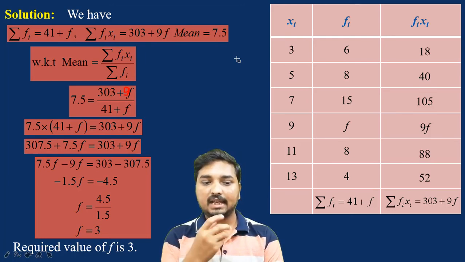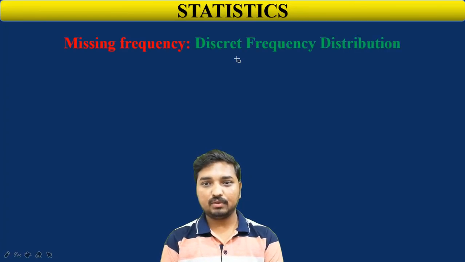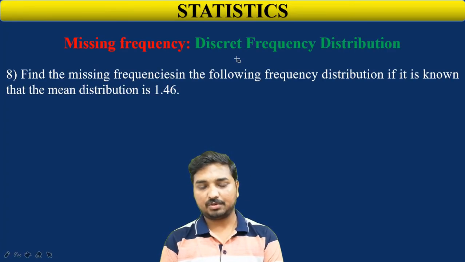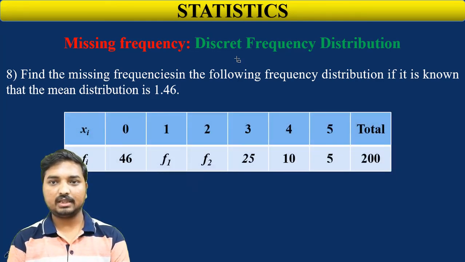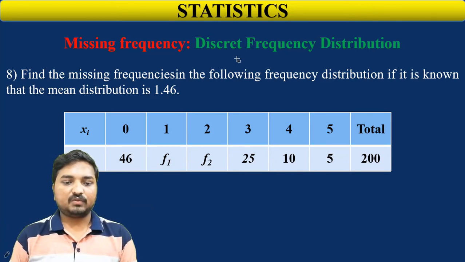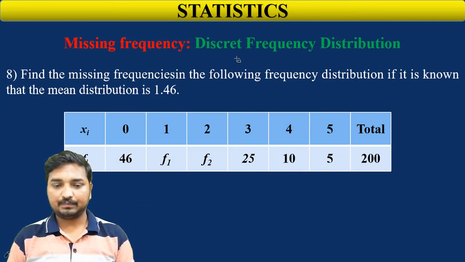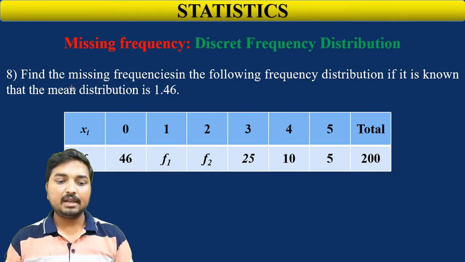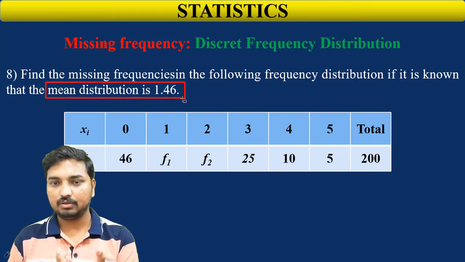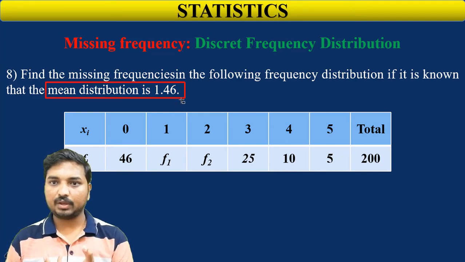Now in the next question I'm going to solve the same type of question, but here there are two missing frequencies. Look at the question, I think you can understand. Find the missing frequencies in the following frequency distribution if it is known that the mean of the distribution is 1.46. Mean is already given to you, equal to 1.46.